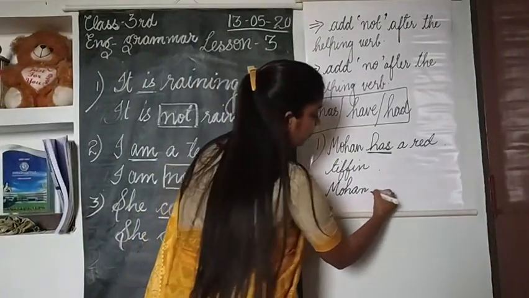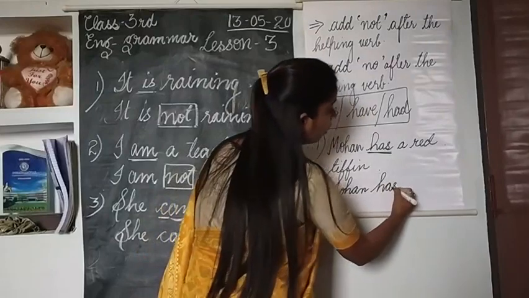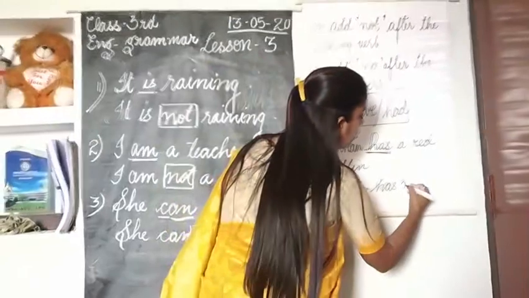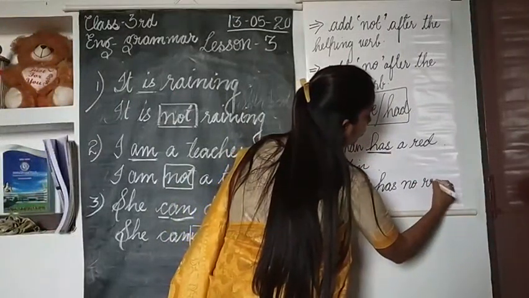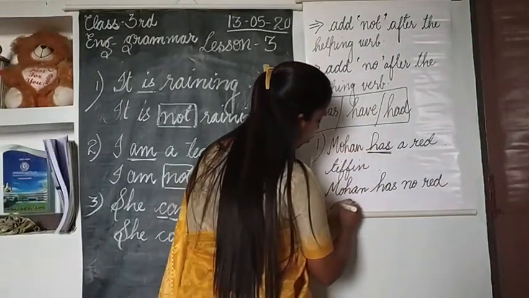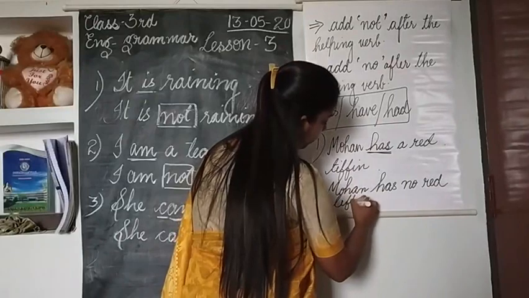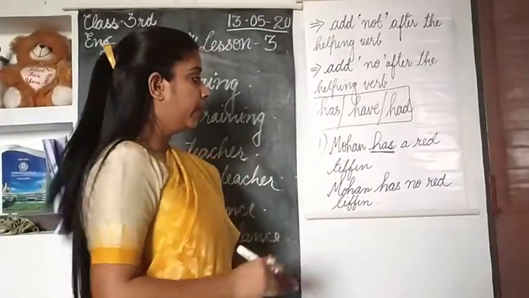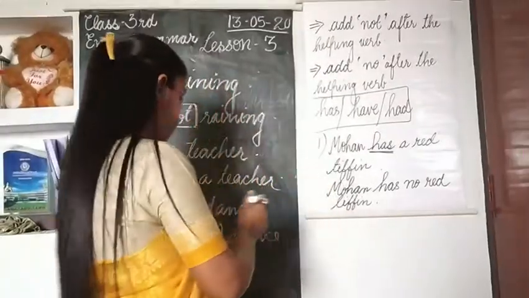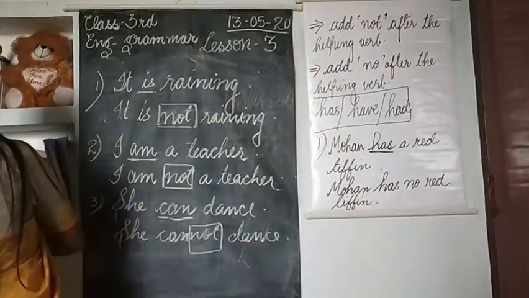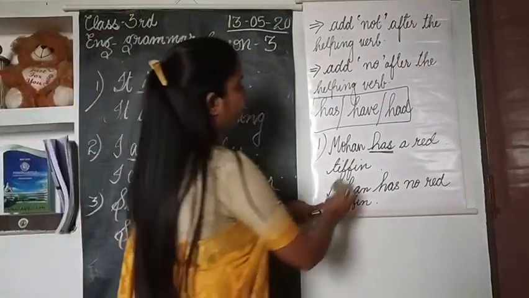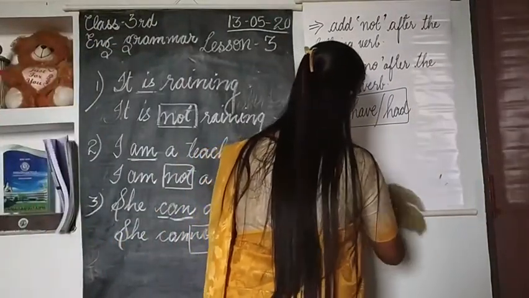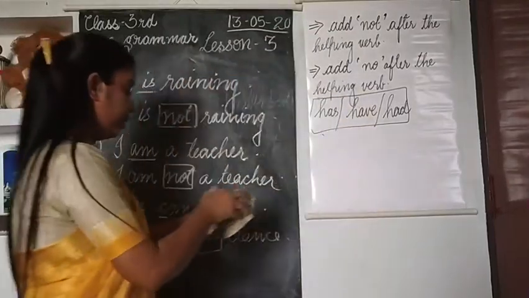Mohan has, you will use no. Mohan has no red tiffin. Okay? Or one more example I'll give you. A simple example, an easy one, so that you may understand.